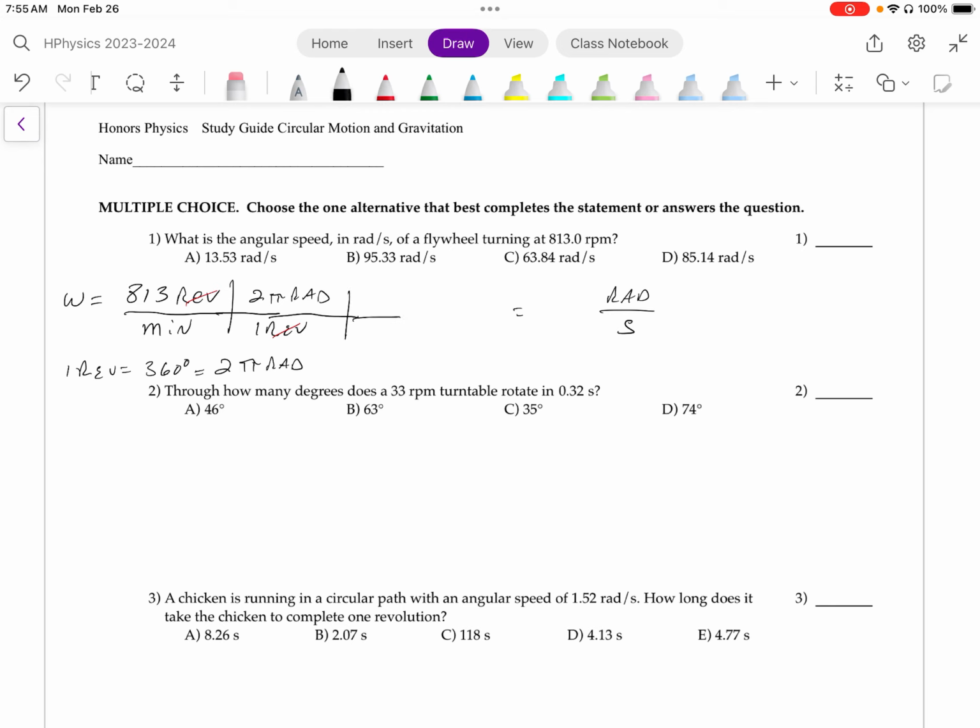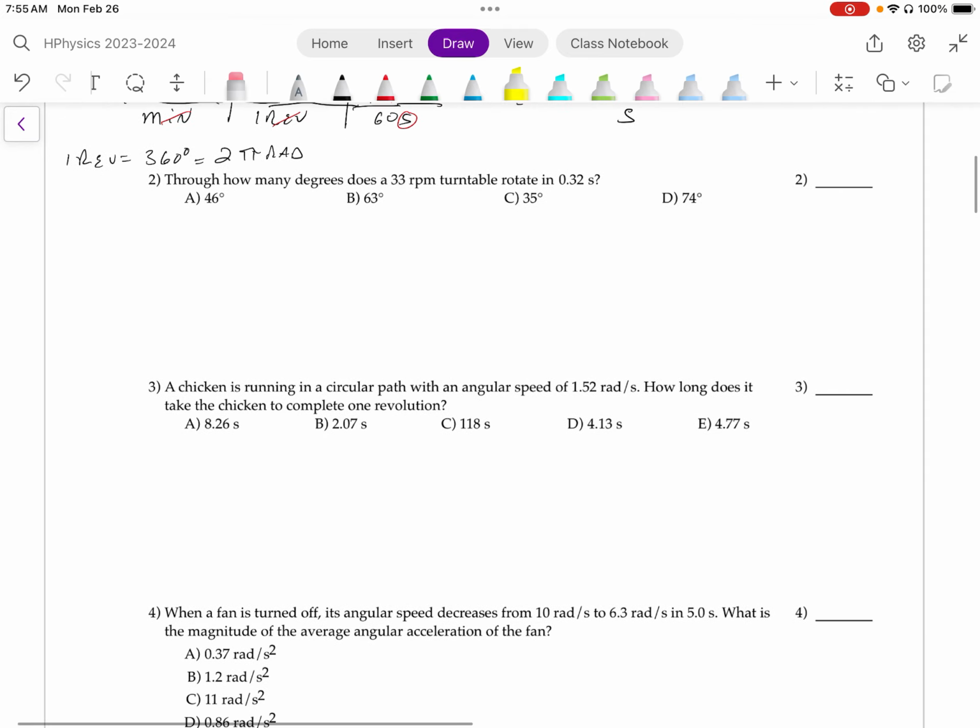And I need to get rid of the minutes. So 1 minute is equal to 60 seconds. And you'll notice now that minutes cancel, and the only thing that I'm left with are radians and seconds. And if I plug that into my calculator, I will get that answer to be 85.14 rads per second, and that will be letter D. The original angular velocity was given in 4 sig figs, and my answer is in 4 sig figs.